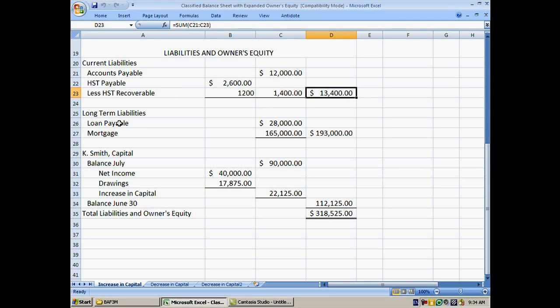In our long-term liability section, we have a loan and a mortgage to pay off. Those balances are first listed in the middle column and the total in the far right.